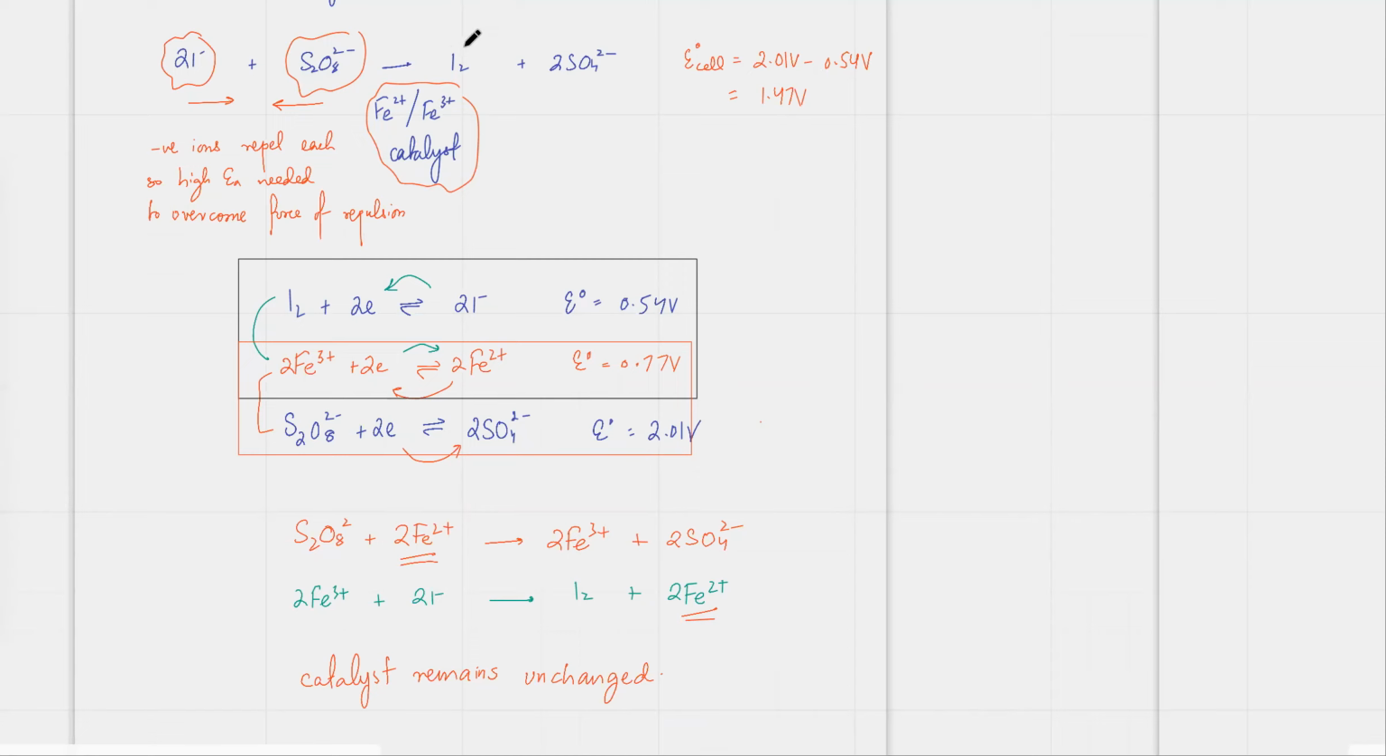So if you add up both these reactions together, it is exactly the same reaction. The Fe is only playing a part as a catalyst. Nothing happens to it overall. It remains unchanged. The reaction got divided into two steps. S2O8 first turned into SO4 2 minus, and then I minus turned into I2. But the reaction is a lot faster.